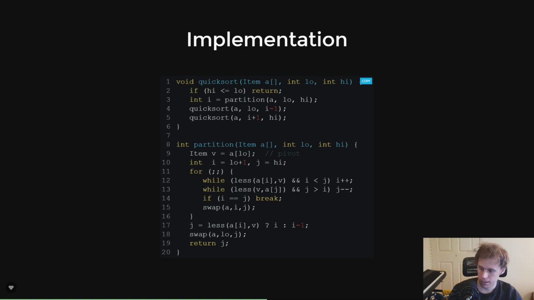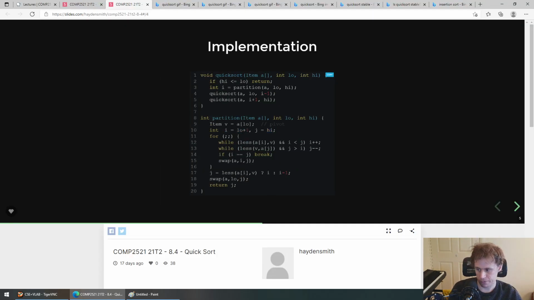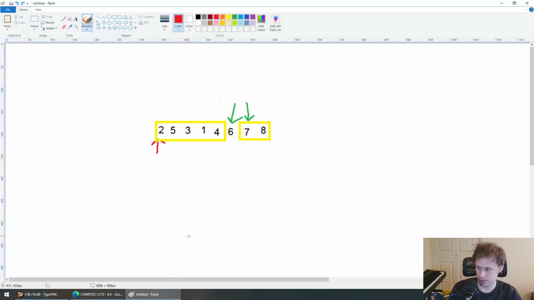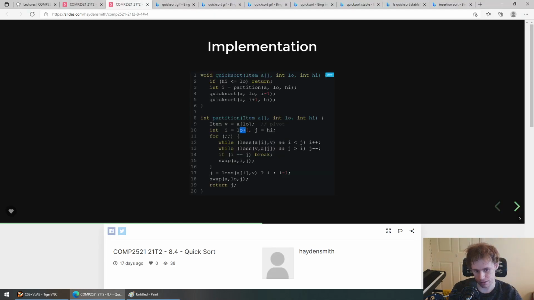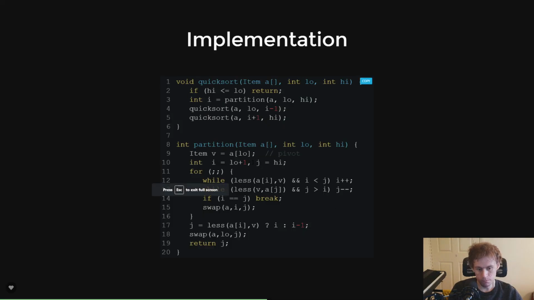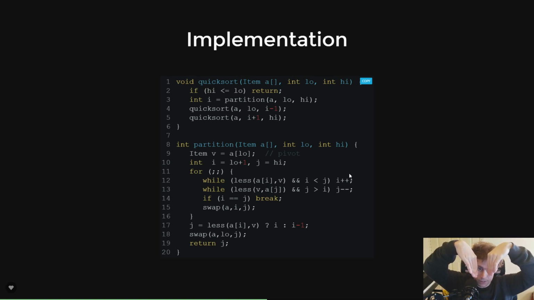I'm not really sure why this code example has that there, but a while true might be a bit clearer. Then you can see we set our two cursors. These are those two green lines I had. We set the first green line to be 1 past the pivot, and our second green line to be the end. So low plus 1, then j equals high. Then we have a little while loop where we're moving one cursor along until we find an element that's in the wrong spot. We stop there. We move the other cursor along until we find an element that's in the wrong spot.